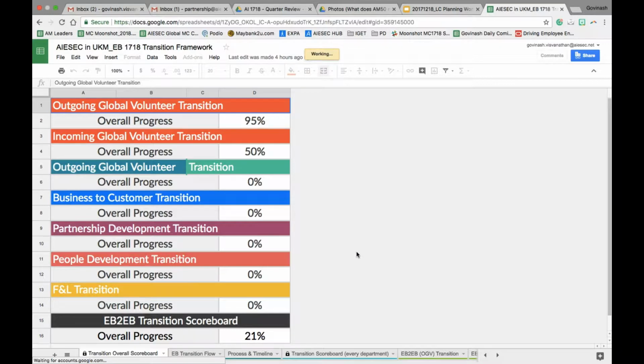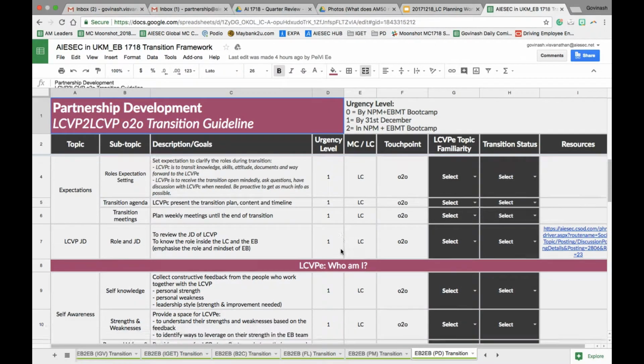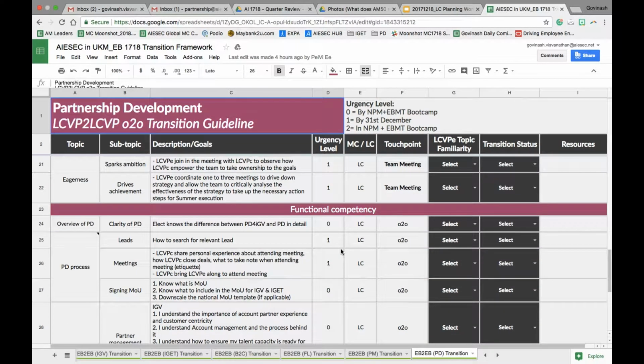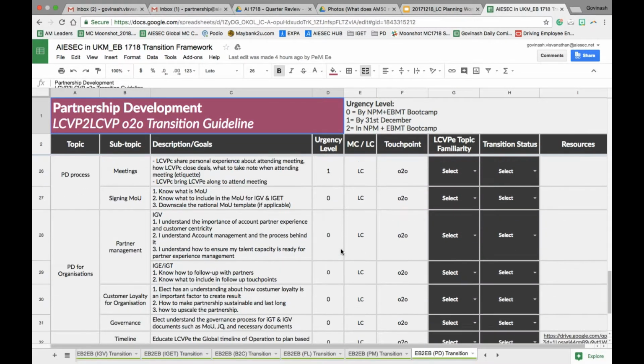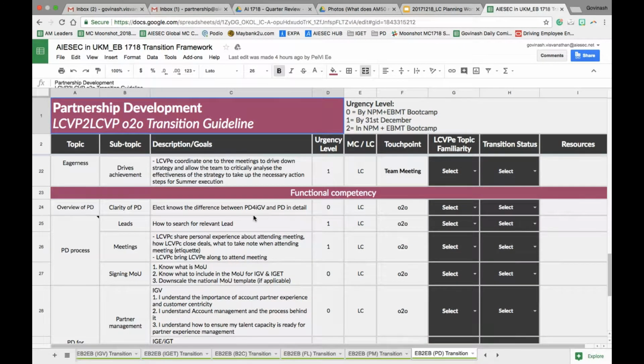So for the sake of this video, it will be PD, since it's both me and Audrey. So we will go to the EB to EB PD transition. The key things that we want to highlight here is the part on the functional competency. So there's essentially 1, 2, 3, 4 parts. So let us explain what's happening in this part.